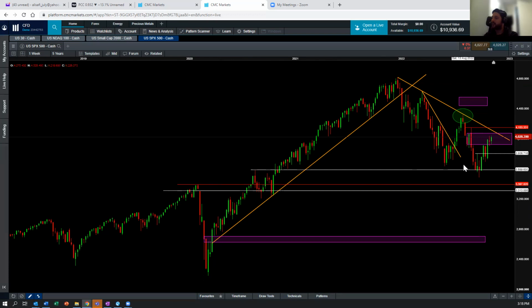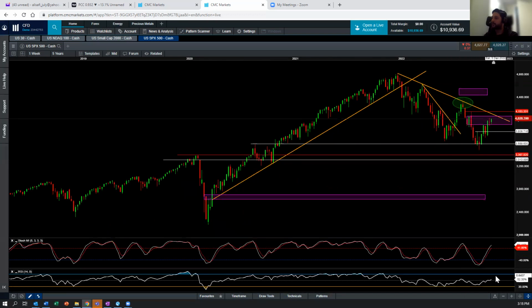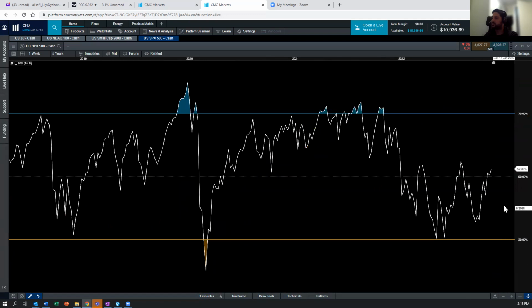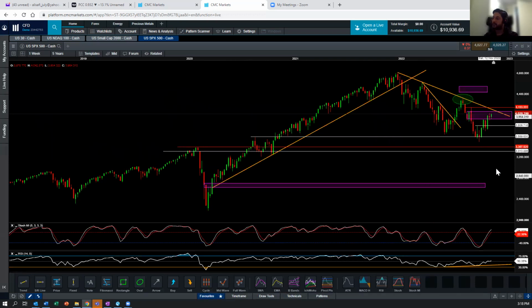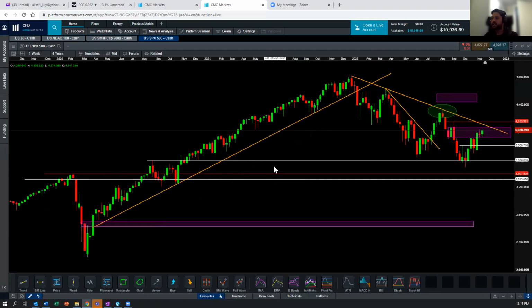So again, if we see another lower low, the RSI would be around this area, right? So if RSI backs down, 32, you're right. This area is very important. Let's say here's the area that I'm looking for.